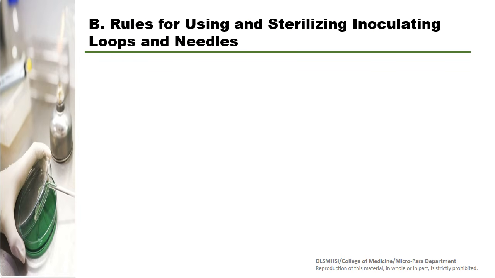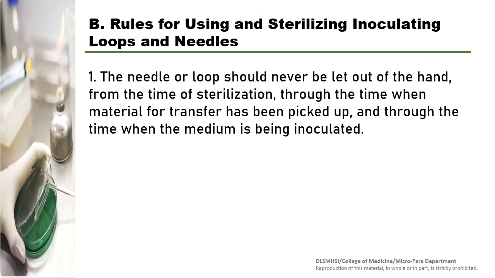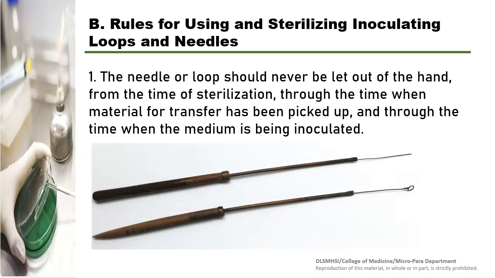Rules for using and sterilizing inoculating loops and needles. When you are working with an inoculating loop and needle, it should never be let out of your hand from the time of sterilization through the time of transfer and until the time of inoculation. There are different types of inoculating loops and needles. Some are reusable, those are made up of nichrome wire, while some are disposable, which are made up of plastics.